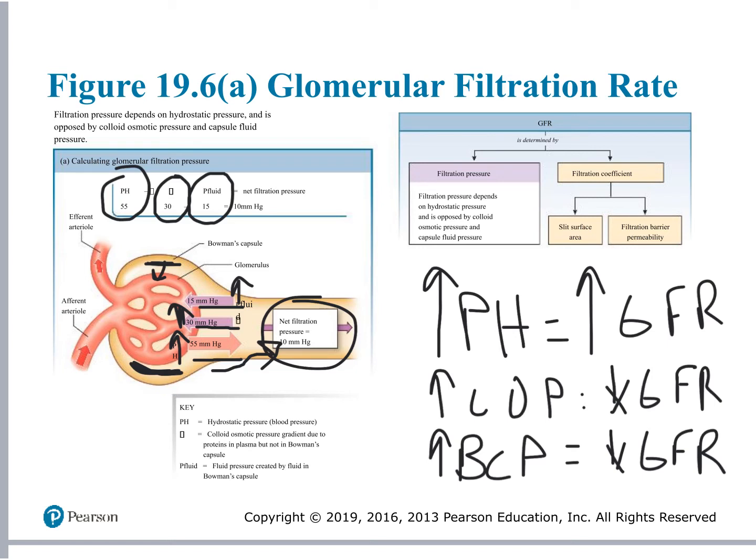And then the same would be true for the opposite. What if we lower the hydrostatic pressure inside the glomerulus? Then that would lower the filtration rate. What if we lower the colloid osmotic pressure? Then that would increase the filtration rate. What if we lower Bowman's capsule hydrostatic pressure? Then that would increase the glomerular filtration rate.